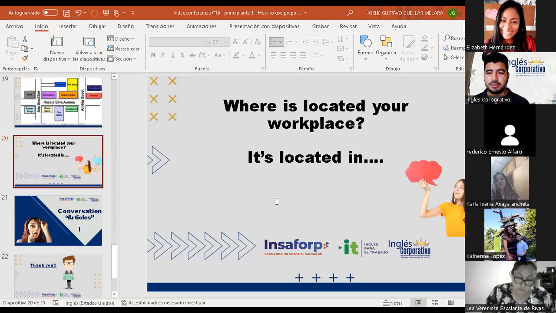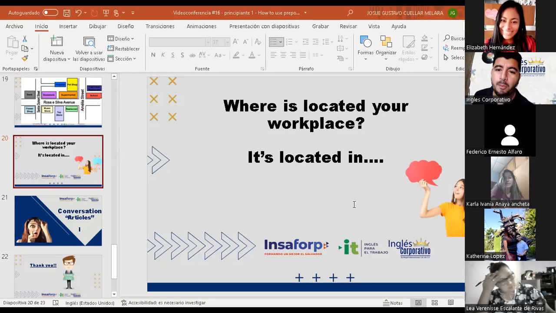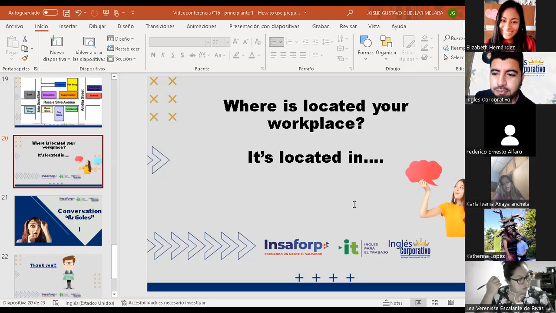My workplace is located in Santa Ana. Okay. Very, very nice. In Santa Ana. Okay, David and Catherine. My workplace is located in San Miguel. Thank you. Catherine and Ivania. My work is located on San Antonio Abad Street. Okay. On San Antonio Abad Street. Very nice, Catherine. Thank you. Ivania and Federico. My work is located on Boulevard. Okay, thank you. Federico and Elizabeth.